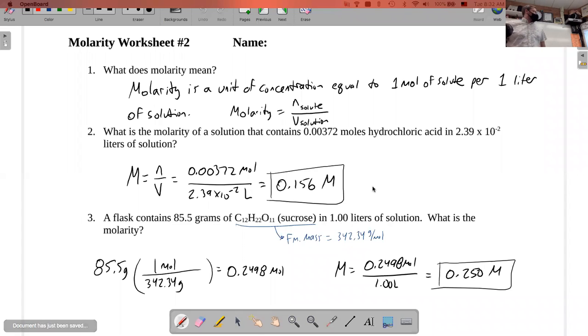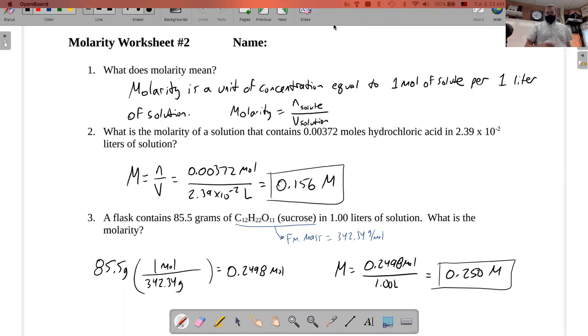If you have a mass instead, number 3 is just like the problem yesterday where you're trying to figure out the molarity of the Kool-Aid solution. You've got to take the number of moles of the solute. In this case, the solute is sucrose, C12H22O11. So if you have a mass, you must convert mass into number of moles. So the 85.5 grams of sucrose, the sucrose has a formula mass of 342.34 grams per mole. So when you convert from the mass into moles, it's about a quarter of a mole. So 0.2498 moles in 1 liter of solution, that's 0.250 molar.